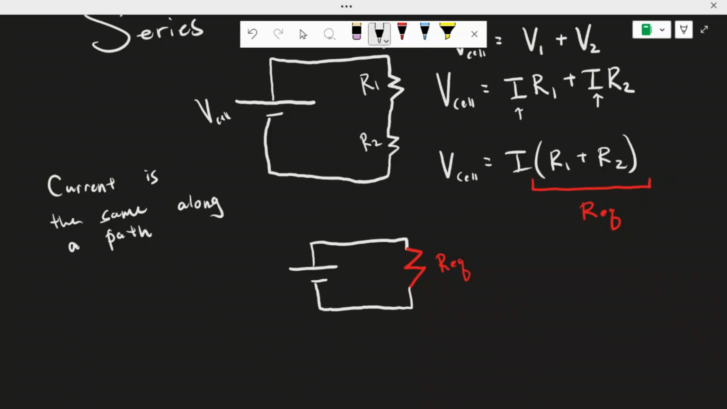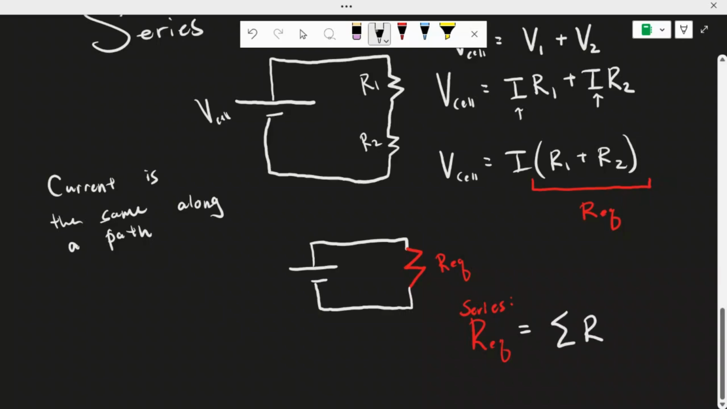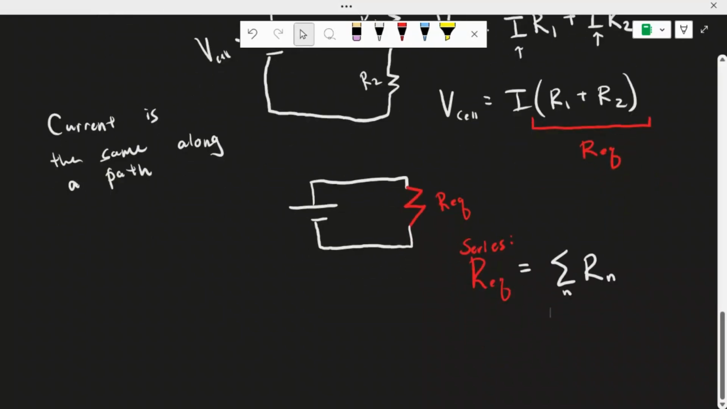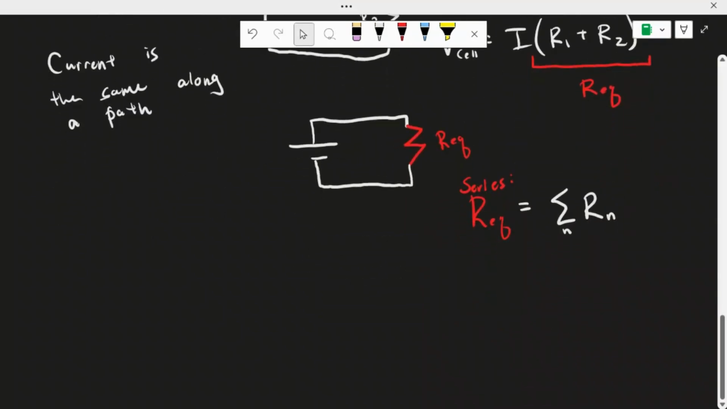So R_EQ in this case then, for series circuits, R_EQ series is equal to the sum of the R's in that series. Right. So as long as they are in series with each other, you could have 50 of them in series, and it would just be the sum of all 50 resistances, which is pretty handy.